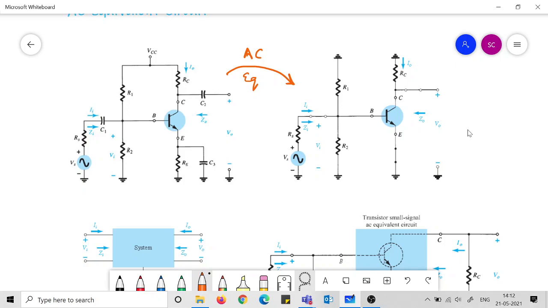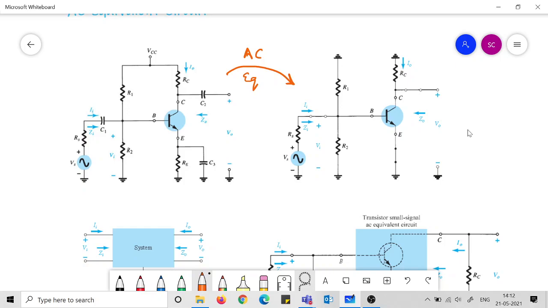The source resistance is not part of the circuit as such. Whenever you connect a source to the circuit, a source resistance comes along with that source. It is not part of the basic configuration which we have made here. The basic configuration is this much only, and there is a load side.